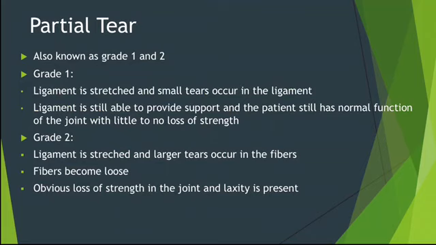A partial tear of the ligament may also be referred to as a grade 1 or 2 sprain. With grade 1, the ligament is stretched and there is mild pain in the structure due to small tears being formed in the fibers. In a grade 2 sprain, the ligament is stretched further and fibers become loose. The patient has a loss in strength of the joint and laxity is present in the ligament.